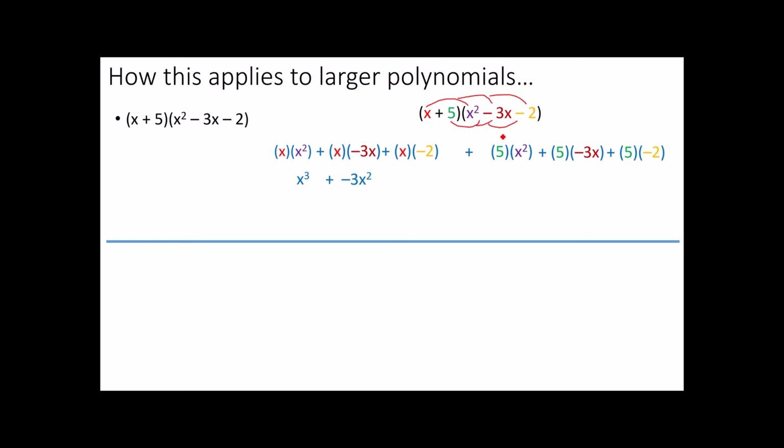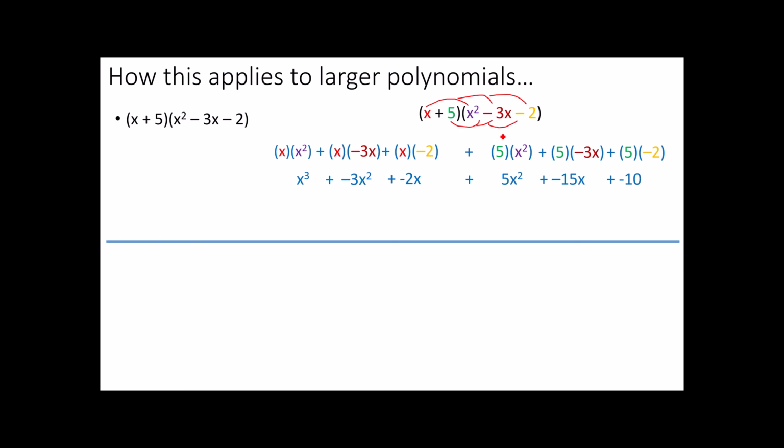X times negative 3x is negative 3x squared. X times negative 2 is negative 2x. 5 times x squared is 5x squared. 5 times negative 3x is negative 15x. And 5 times negative 2 is negative 10. Now, just like before, I'm going to go through and combine my like terms.